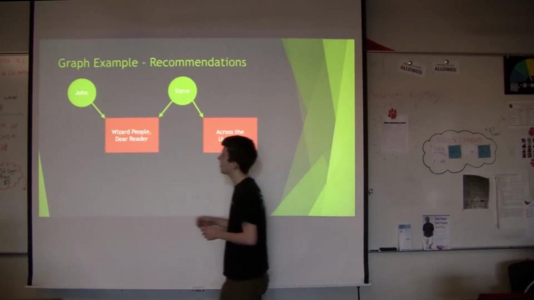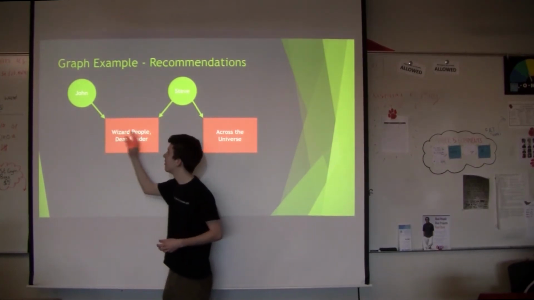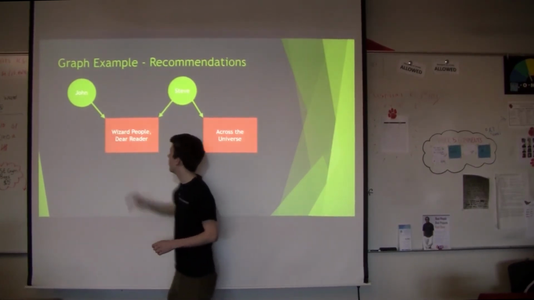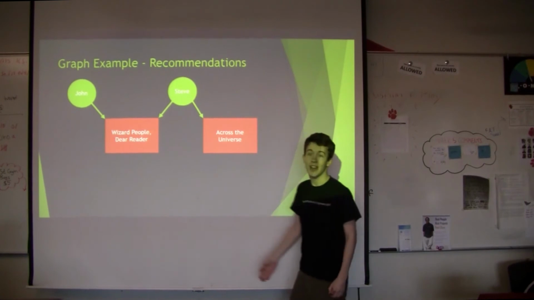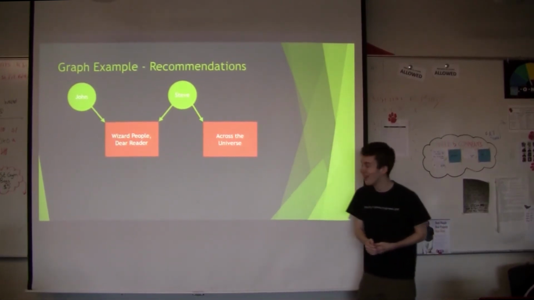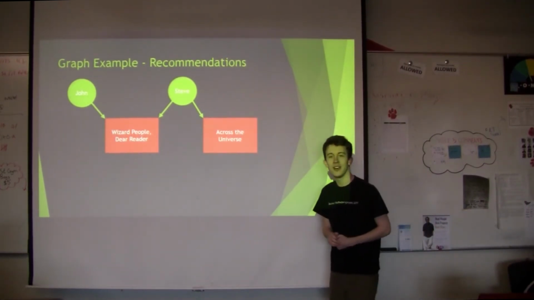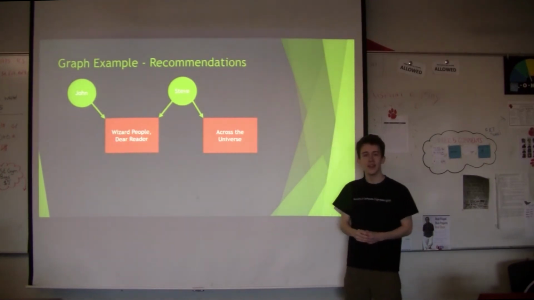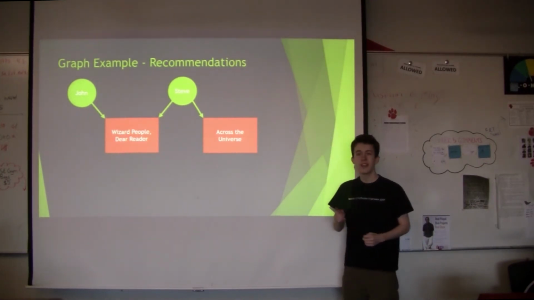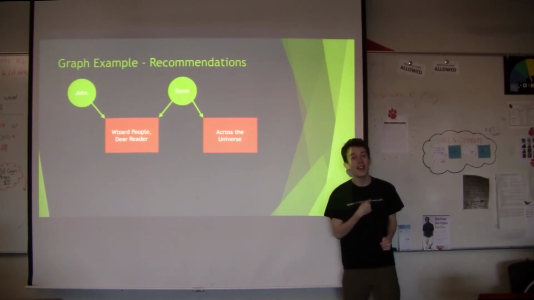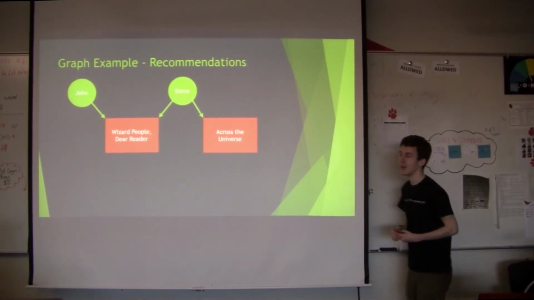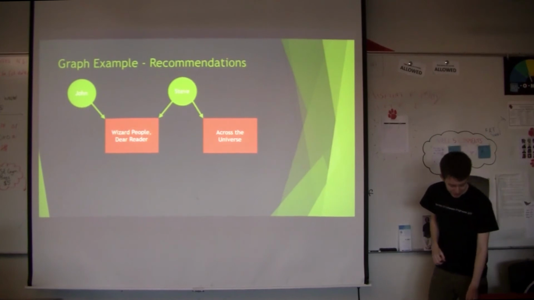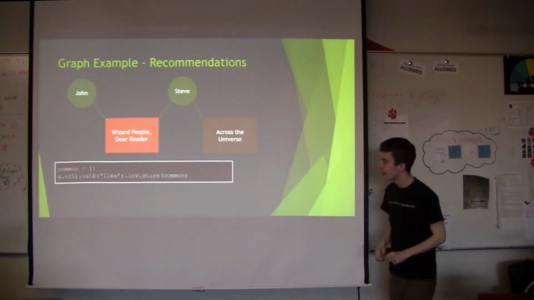And here we have edges. Let's call these edges a like. I have a like between me and Wizard People Dear Reader. And Steve likes Wizard People Dear Reader as well. But Steve also likes Across the Universe. And you know, I trust people who think like I do. So let's see what the people who like the movies I like also like. And I might like them as well. I'll start to provide a recommendation. So we're going to start with a Gremlin query.